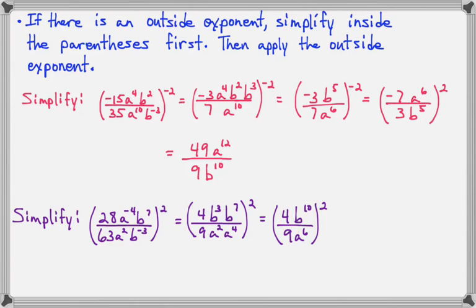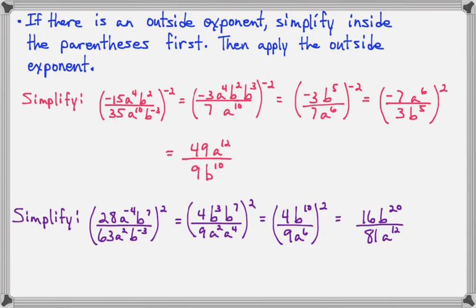4 squared is going to be 16. B to the 10th raised to the second is going to be b to the 20th. 9 squared is going to be 81. And a to the 6th squared is going to be a to the 12th. And notice that this cannot be simplified at all, because 16 and 81 cannot both be divided by the same number. And with our variables, we have b's in the top and a's in the bottom, so no simplifying can happen there.